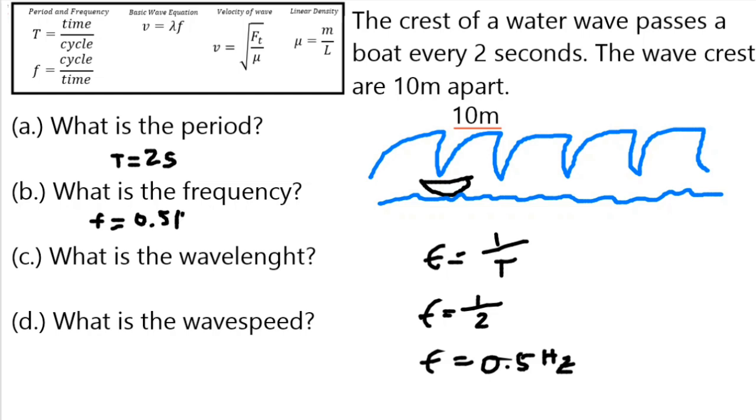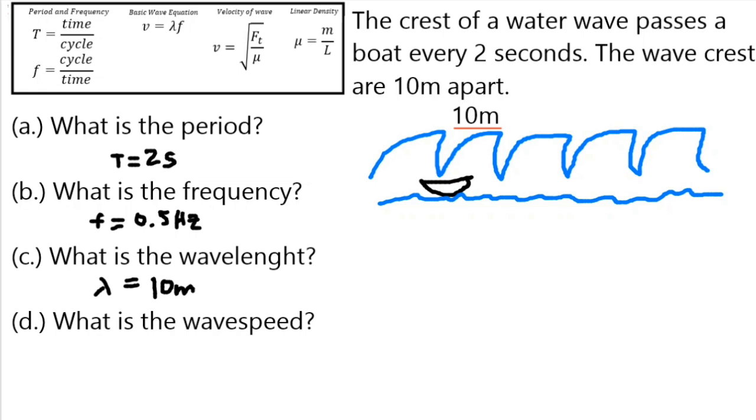So it is not that frequent. The waves are pretty much slow, right? So now let's calculate the wavelength. We're not going to calculate it actually because it was already given. The wave crests are 10 meters apart, which means the wavelength is basically 10 meters too.